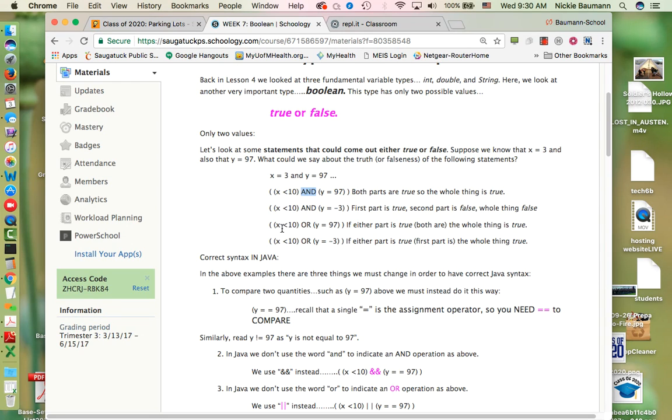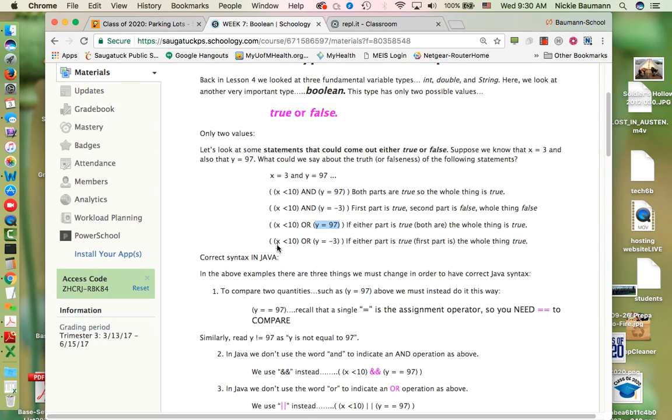And then same with this, is x less than 10 or? So this is something different, this is or, so it could be true. One of them just has to be true. So x is less than 10 or is y equal to 97? If either part is true, so if it's the first part, this part is true, x is in fact less than 10, and y is equal to 97. So if one of those is true, the whole thing is true.